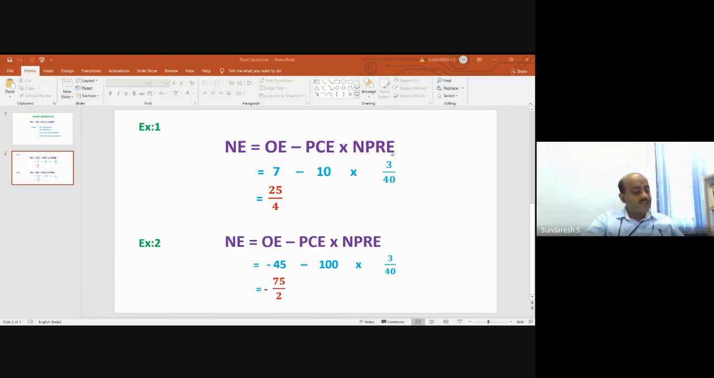X2 is a new pivot row here, and under x1 we have 3 by 40. So when you calculate this, we are going to get 25 by 4. Are you following, my dear students? Any clarification over here?